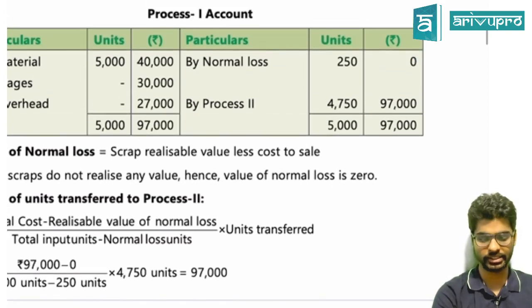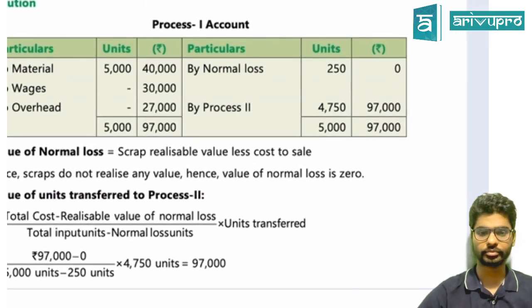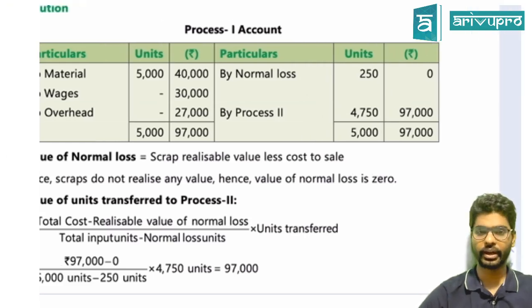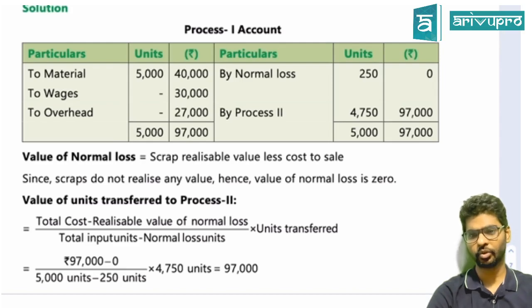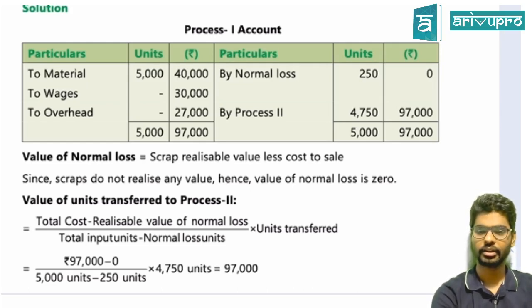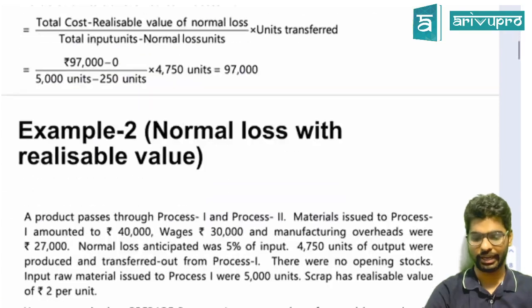I told you guys, whenever it's a case of a normal loss and the scrap value is 0, right? Did you guys do this question? I told you for homework yesterday to do this question, process 1. If you look into it, what they have done is basically we have considered the scrap value as 0. So finally the total cost divided by the number of units is going to give me my cost per unit. So the cost of 4750 units would become the 97,000.